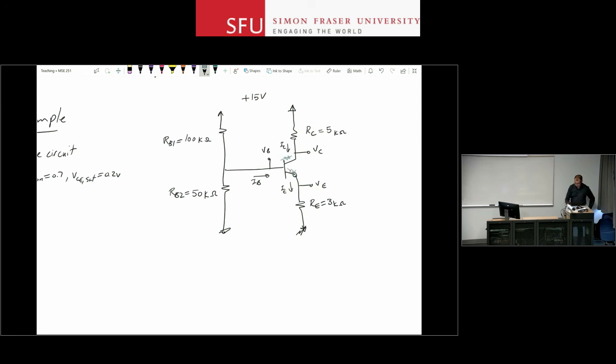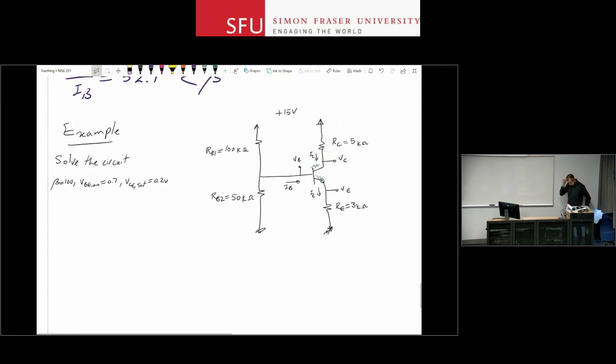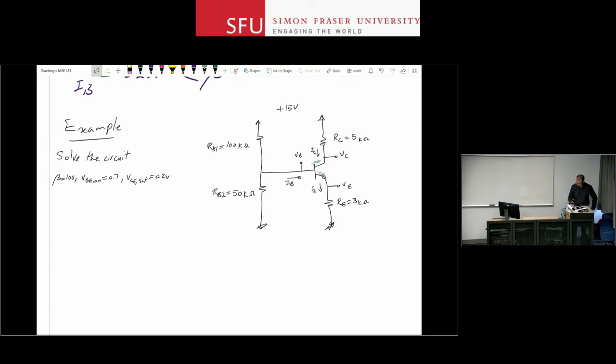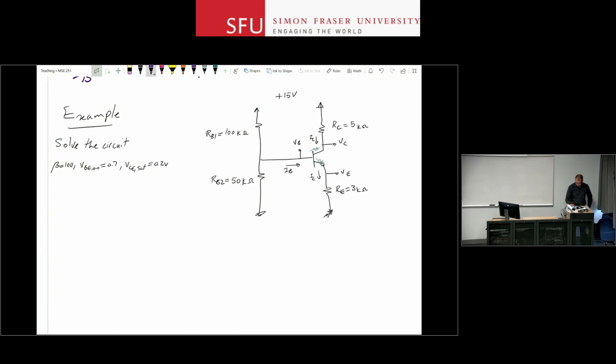Okay, so those are my little diodes over there. So this task is to solve this circuit. You want to go and figure out all the voltages and currents here, and I'm going to write an equation for this node. It is the base node, the base of the transistor. Let's just call it VB.